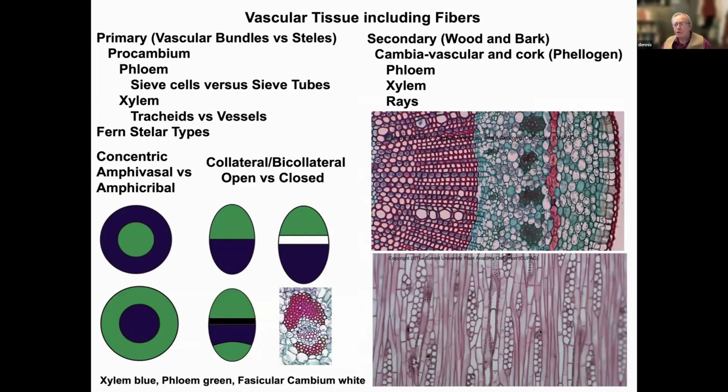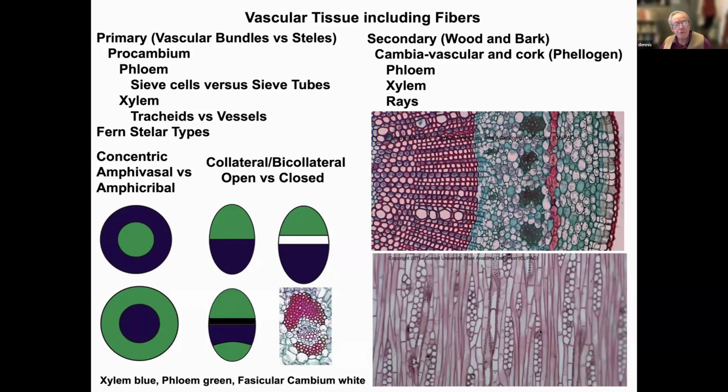So vascular tissue, we usually describe it as a primary system, which is basically your vascular bundles, develops from procambium, and then will contain at least two cell types: phloem, that'll either be sieve cells or sieve tubes, and xylem, which will be either tracheids or vessels. And I put in fern stele types just because you should know there is a lexicon for the types of vasculature organization in ferns, and it's complicated, difficult, and scary, but it does exist out there.